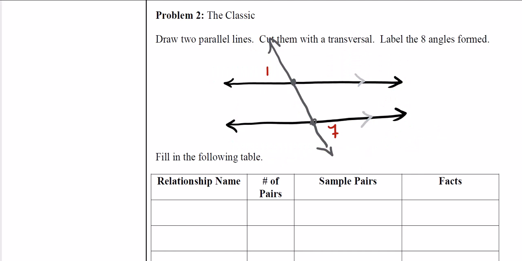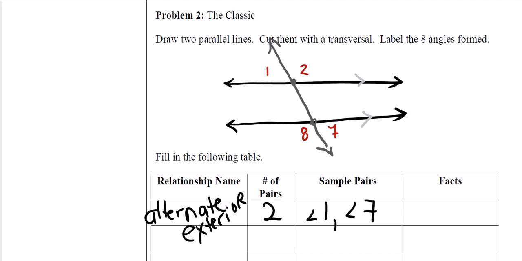So these are what we call alternate exterior angles. And here's the other set of alternate exterior angles. Note that they're on the exterior, right? They're on the outside of the parallel lines. And alternate means they switch off. So for example, if we look at these two angles, these are alternate exterior angles.